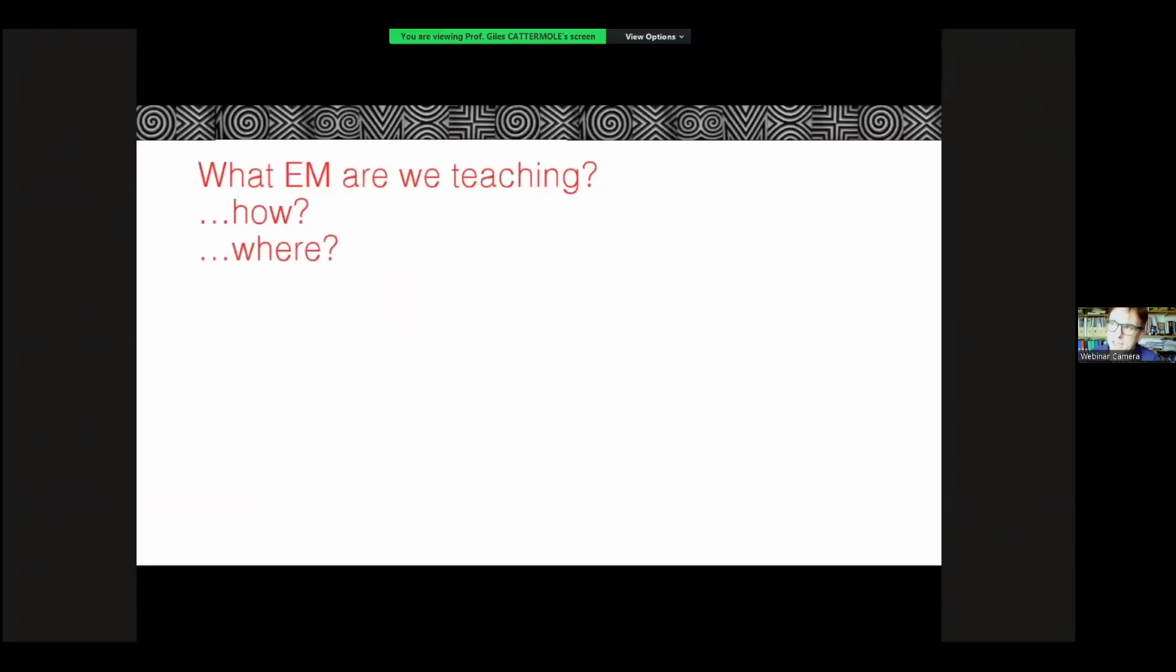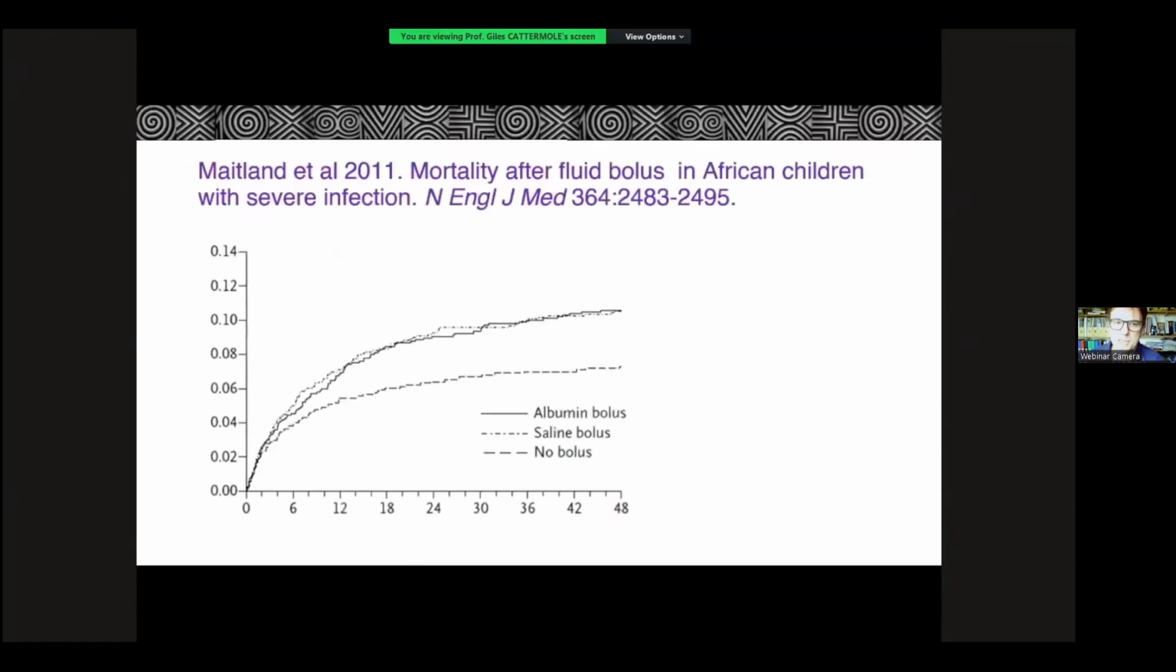But I said earlier that the WHA called on governments to have good evidence-based emergency care. We need to be teaching the right emergency medicine, not just the emergency medicine that is appropriate in our high-tech, high-resource settings. Now, some of you may know this paper. This is now quite old. It's 10 years old. This was Maitland's paper called FEAST.